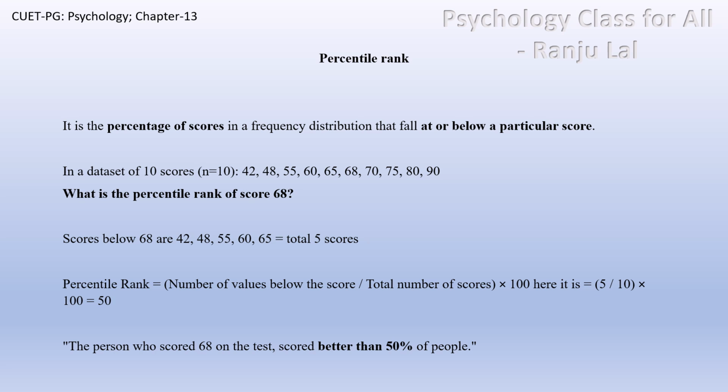So the next step is to use the formula: percentile rank equals number of values below the score divided by total number of scores into 100. So here it is 5 divided by 10 into 100, that is 50. So the correct answer is 68 has a percentile rank of 50. And the interpretation will be the person who scored 68 on the test scored better than 50% of people.